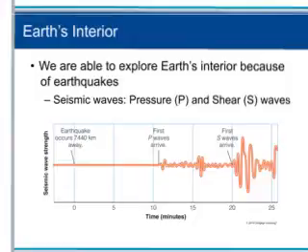So the exploration of Earth's interior is possible because earthquakes produce vibrations called seismic waves. And these waves travel through the crust and the interior and eventually register on a device called a seismograph. And there's two kinds of seismic waves that are important: the pressure wave and the shear wave. The pressure wave is a lot like a sound wave, because it travels in a sequence of compressions and rarefactions. Your textbook calls them compressions and decompressions.